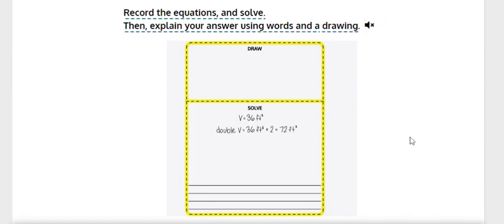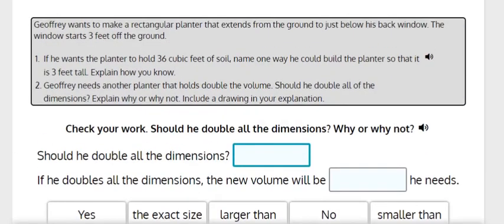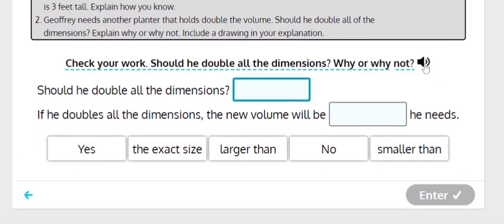Record the equations and solve. Then explain your answer using words and a drawing. Check your work. Should he double all the dimensions? Why or why not?